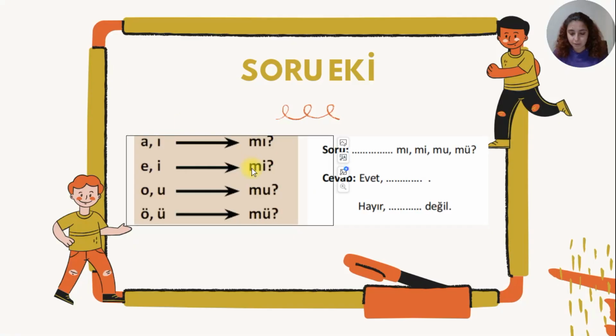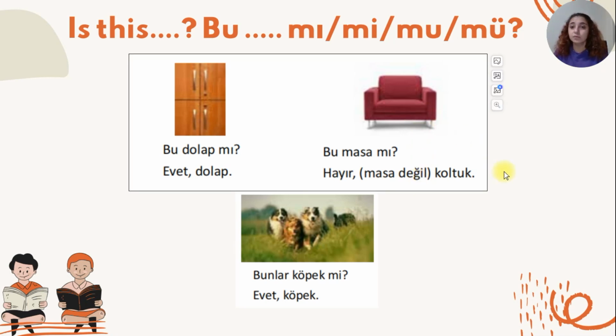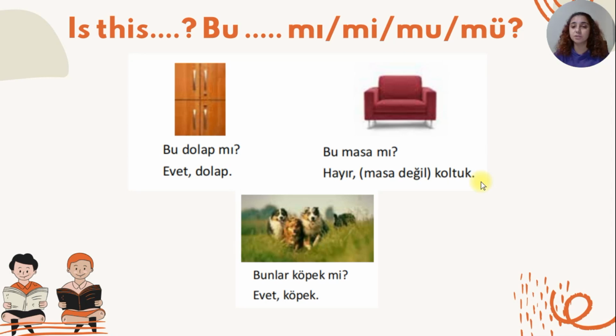Now it is time to practice. Bu dolap mı? Is this a cupboard? Evet, dolap. Yes, it is. Bu masa mı? Hayır, masa değil, not a table. Koltuk. Koltuk is sofa, like this. And when you say hayır, masa değil, you can say what the name of that object is to correct the person who is asking the question.